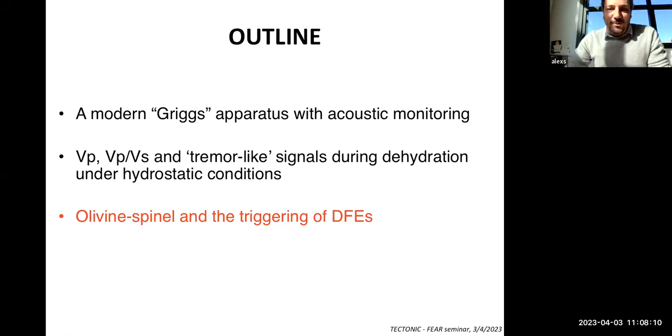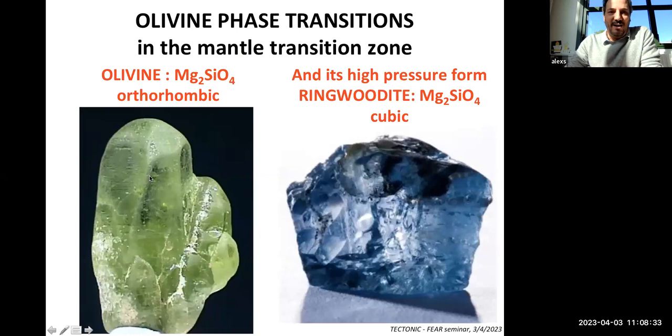So now I will show you some recent experiments that we've done on how phase transitions can trigger earthquakes in the absence of fluids. In this case, we concentrate on the olivine-spinel transition. Spinel is understood as the high pressure form of olivine, wadsleyite and ringwoodite. I always like to say that we all know that olivine is green, but ringwoodite is blue. So potentially 400 kilometers below our feet, there is a 200-kilometer layer of blue.